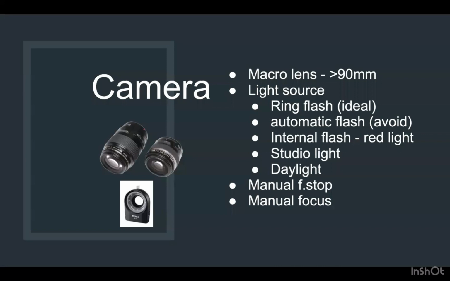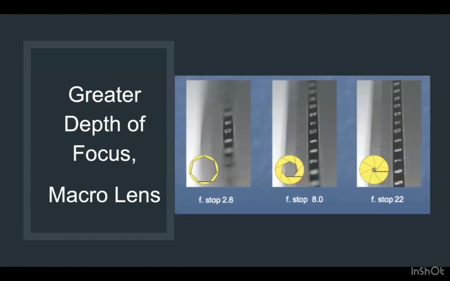Okay, also your camera system should have a manual f-stop and the manual focus. So this f-stop is a focal length that you can adjust to what length you want, and the manual focus should be there, so you know how much to zoom or not to zoom. So you can see what the f-stop is and what difference it makes. So the greater the depth of the focus, the greater the details you can see.